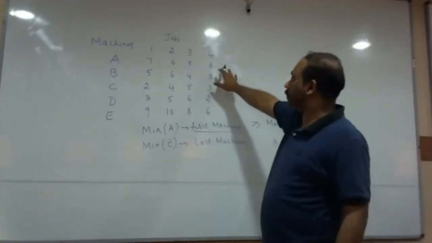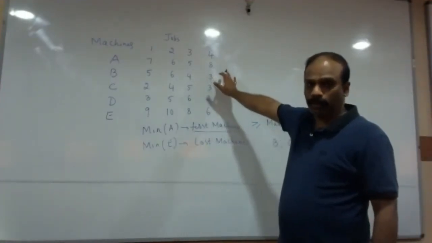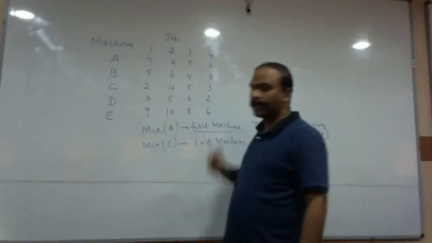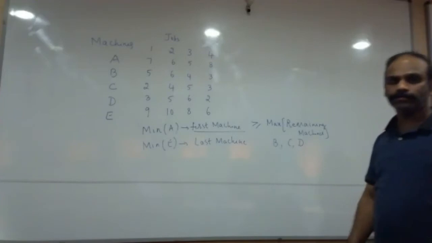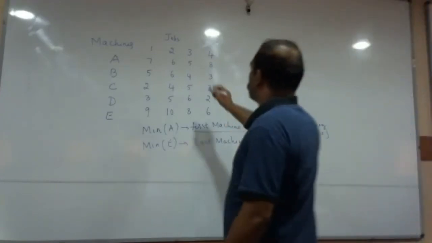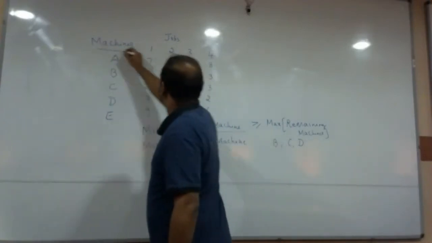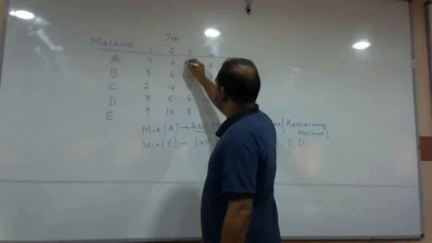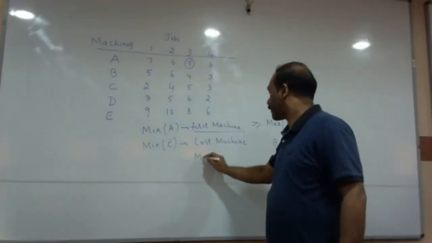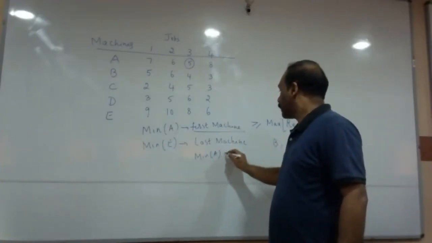Now let me verify the condition. If you look at the table, the processing times given here, what is the minimum of A? Can you please tell me what is the minimum value? 5. 5 is the minimum value. Anyway, this is the job. So 5 becomes your minimum value. So I'll write it here: minimum of A is equal to 5.